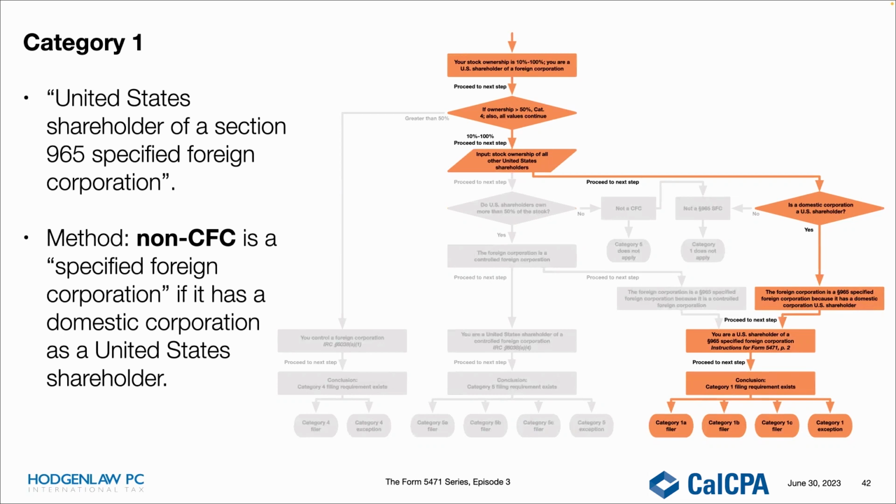And therefore, we come down and again, there is a satisfaction of the element. You are a US shareholder, and we figured that you have 10% or more of a Section 965 specified foreign corporation. And we figured that out because we've identified at least one domestic corporation that is a United States shareholder, meaning 10% or more in this foreign corporation. Therefore, category 1 and ABC or exception.